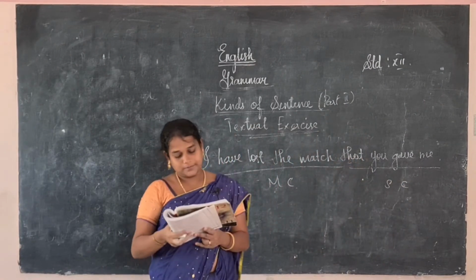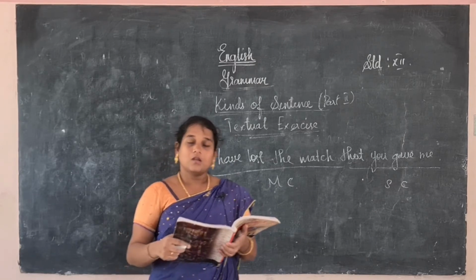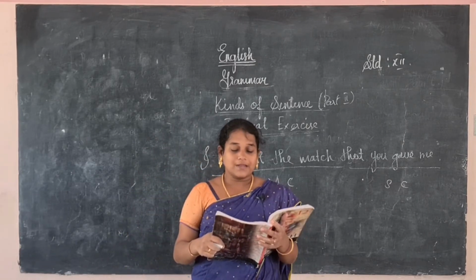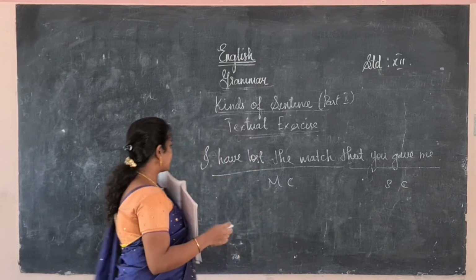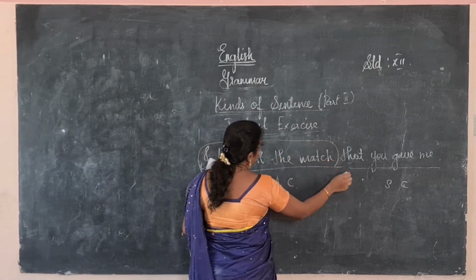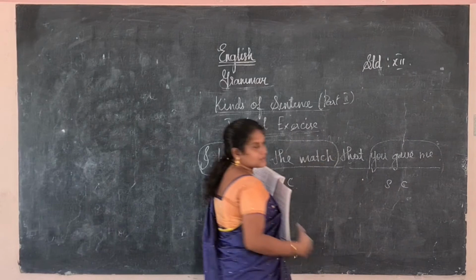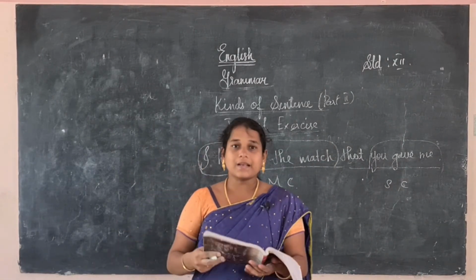See, that is a conjunction we have used there. The above sentence is an example of a complex sentence. The complex sentence has one main clause and one or more subordinate clauses. Okay, next. The third is the compound sentence.